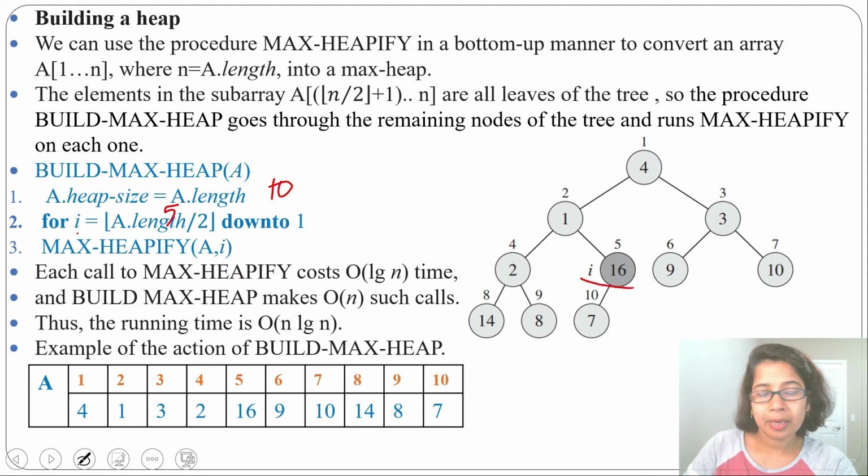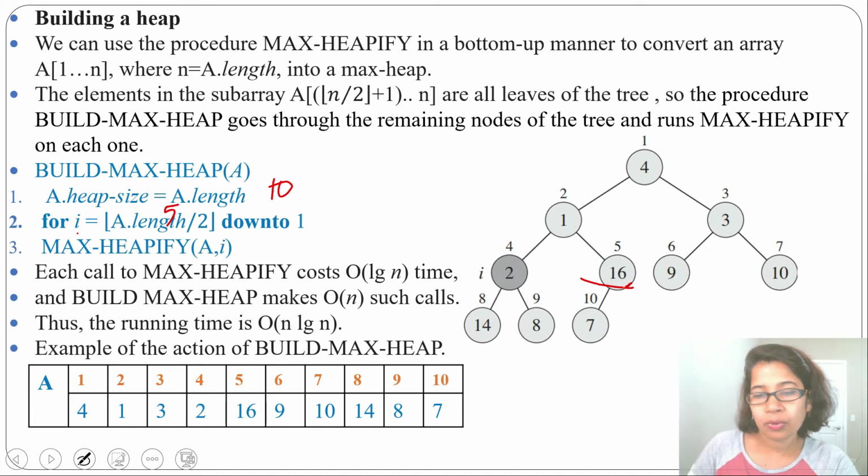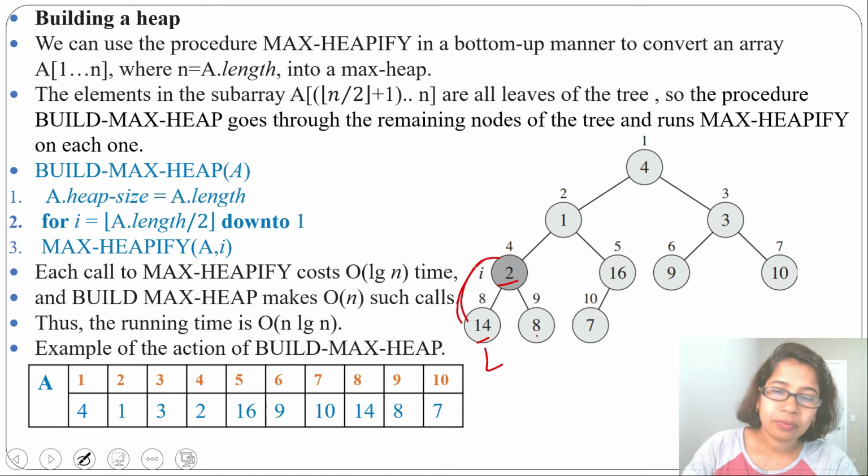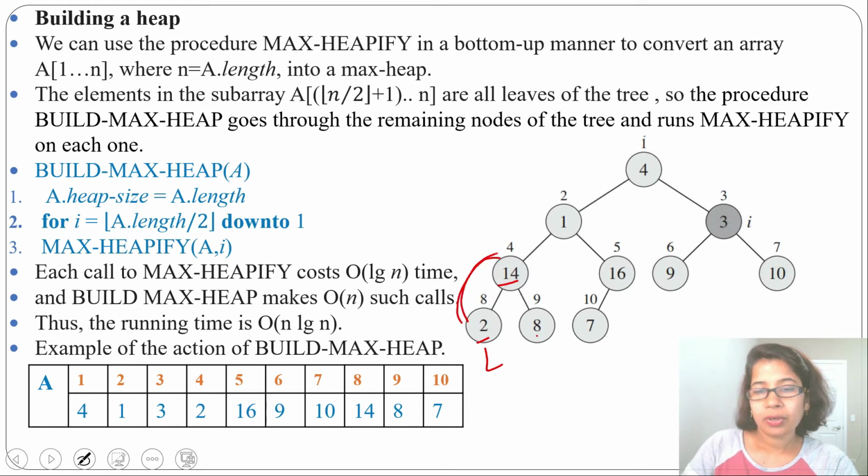So i is 5. Now we'll call the MAX-HEAPIFY procedure. We need to compare 16 with 7. 16 is the largest, so there will be no change. Next, the i value will decrease. Now the i value will be 4. We need to compare 2 with 14. 14 is the largest. Next, compare 8 with 14. 14 is the largest, so we'll swap 2 and 14. After the swap, we got this.